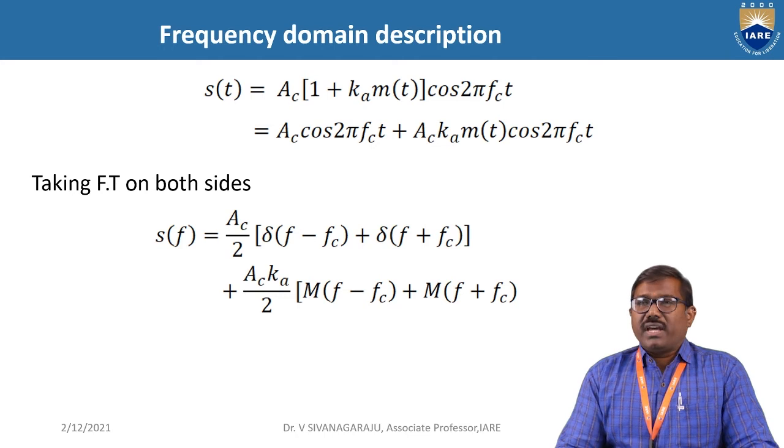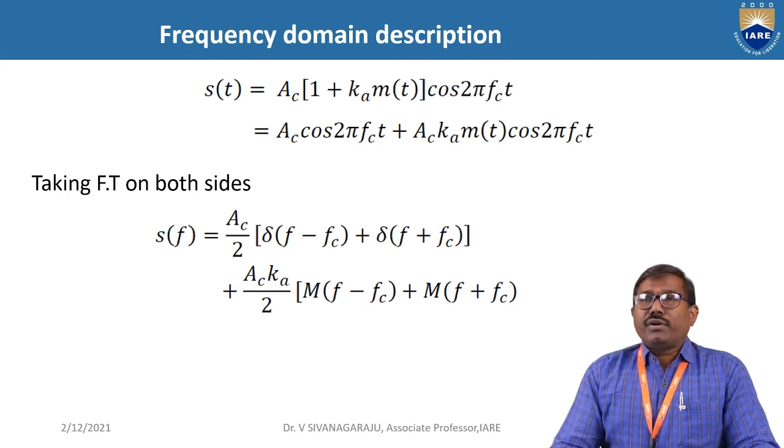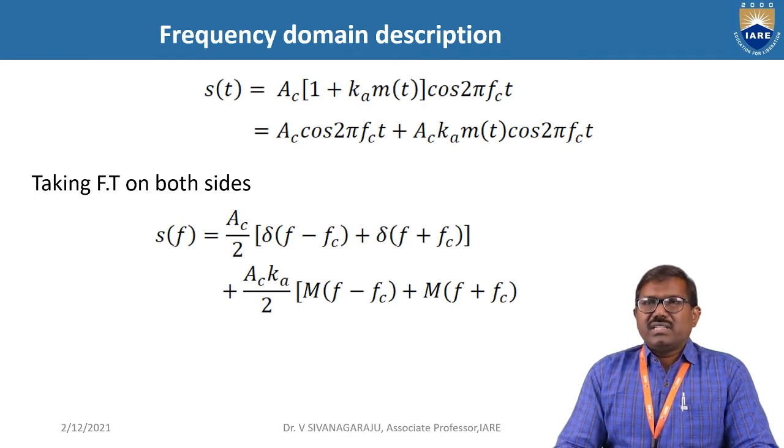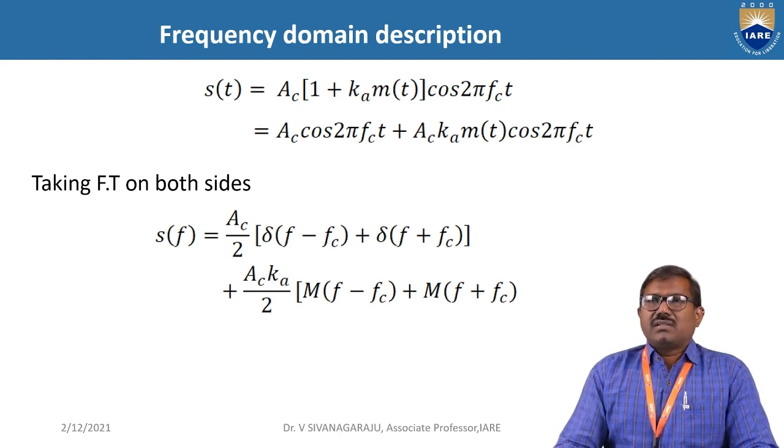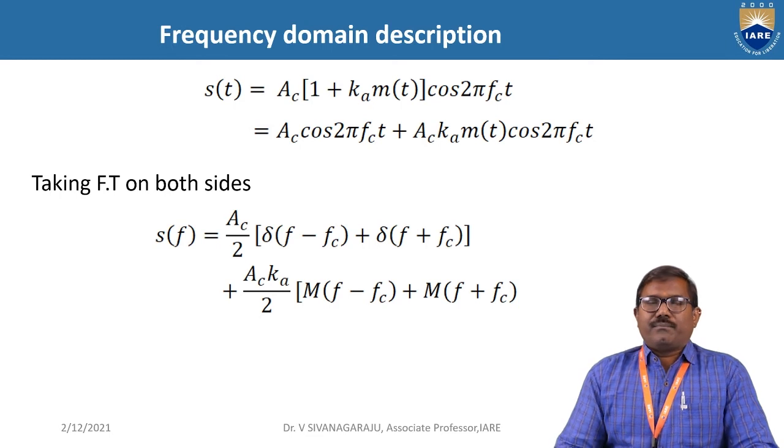Again here M of t is there and cos 2 pi Fct. So for applying Fourier transform for the second one, AC Ka are the constants, so put outside. So that is AC Ka divided by 2. So here actually 1 by 2 of M of f minus fc plus M of f plus fc. That is the actual Fourier transform to apply for the second one.